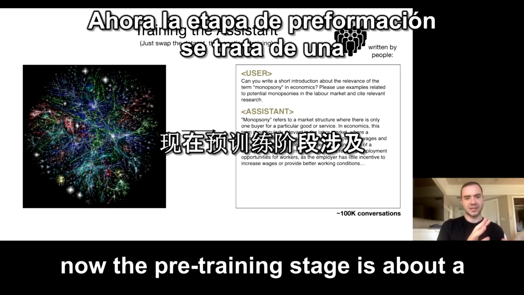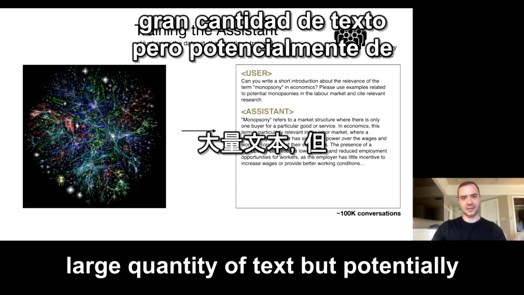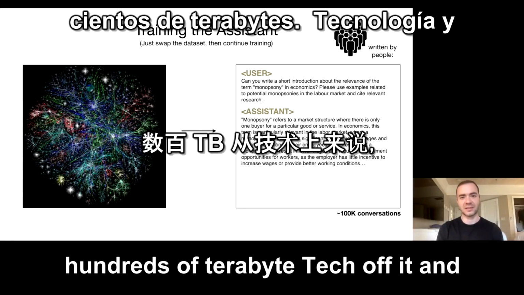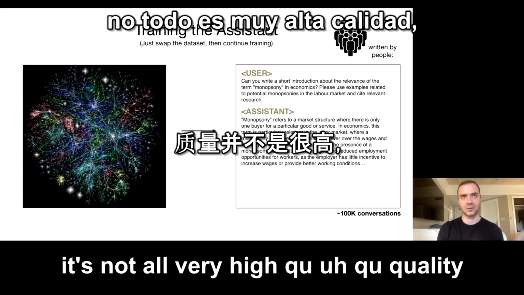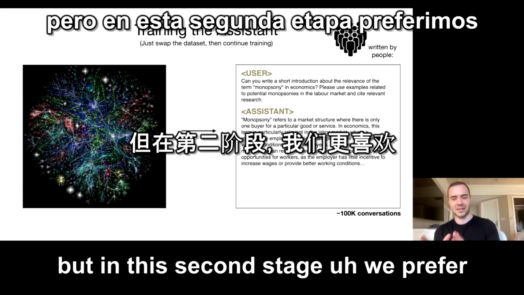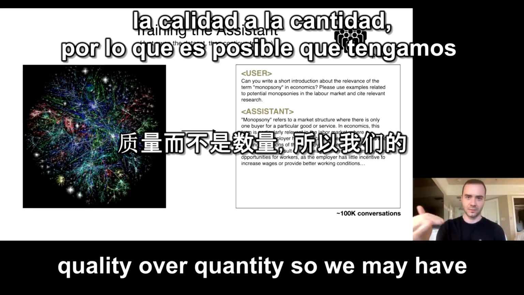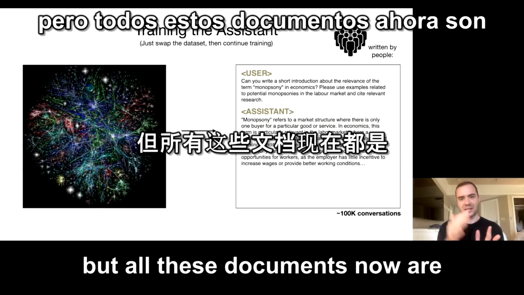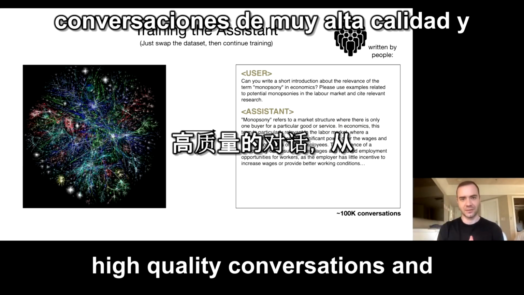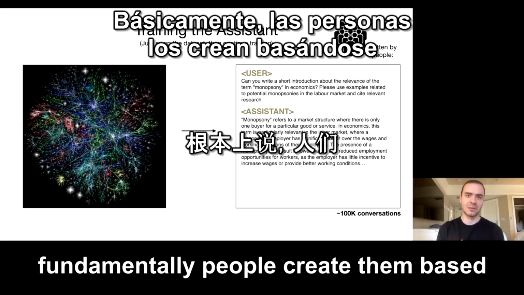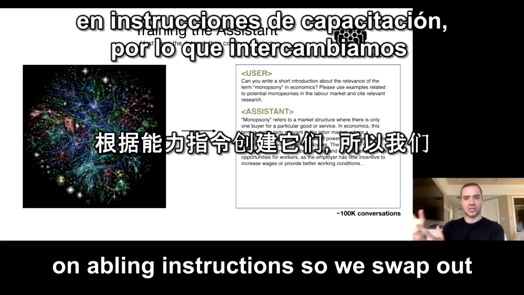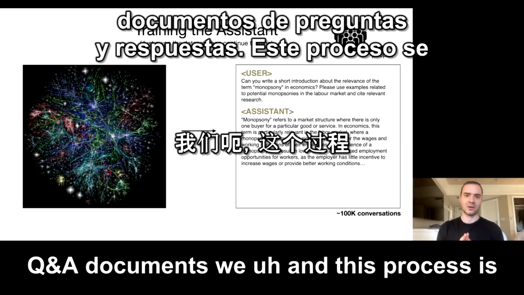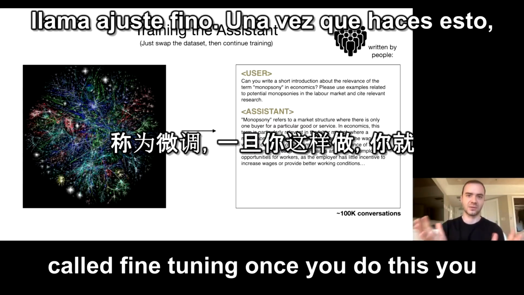Now, the pre-training stage is about a large quantity of text, but potentially low quality because it just comes from the internet, and there's tens or hundreds of terabytes of text, and it's not all very high quality. But in this second stage, we prefer quality over quantity. So we may have many fewer documents, for example, 100,000, but all of these documents are now conversations, and they should be very high quality conversations, and fundamentally people create them based on labeling instructions. So we swap out the dataset now, and we train on these Q&A documents. And this process is called fine-tuning.